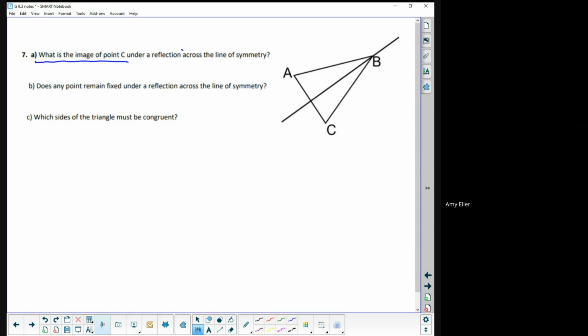What's the after effect? Under a reflection. So don't translate it. Don't rotate it. Reflect it. Across the line of symmetry. So what am I reflecting over? I'm reflecting over this line of symmetry. Do we understand the question? Where's C gonna go after I flip it on that line? And what is our answer? Yeah, it's just simply gonna run over there to point A.